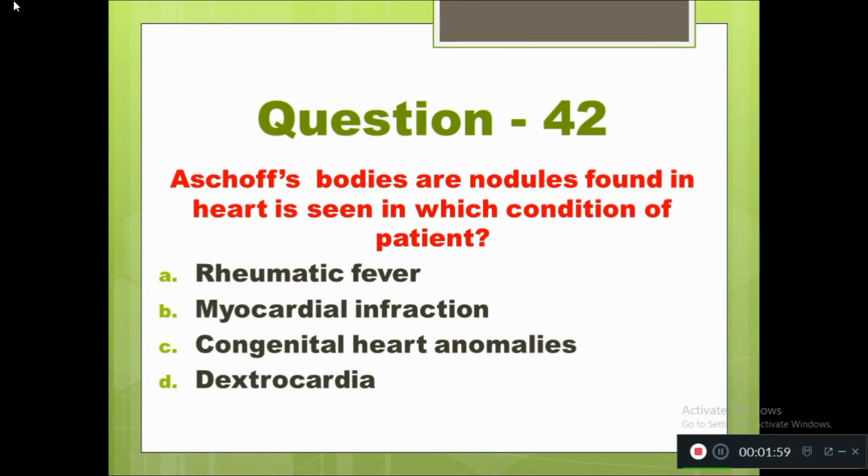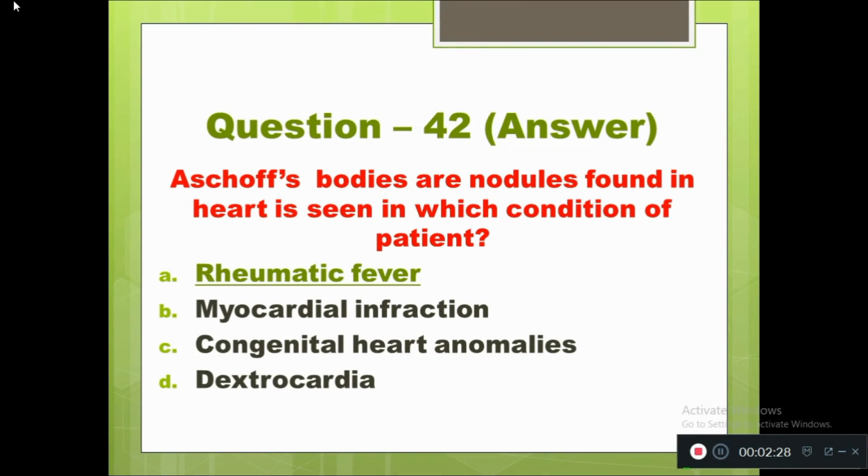Question number 42. Aschoff's bodies or nodules found in the heart are seen in which condition of the patient? Aschoff's bodies or nodules are found in the hearts of individuals with rheumatic fever. These result from inflammation in the heart muscles, and it is characterized by rheumatic heart disease. So the right answer is rheumatic fever, which results in Aschoff's bodies in the muscles of the heart.